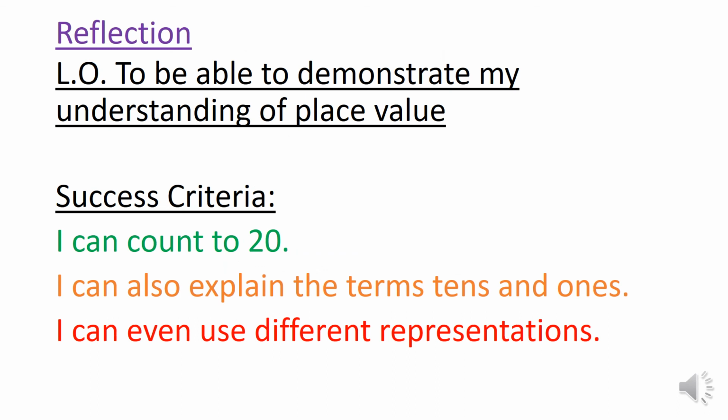Wow, apples and cherries, we've done a whole week on place value. Let's have a look then and reflect how much we have learnt over these few days. So now we should all be able to count confidently to 20. We can explain the terms tens and ones, and we've looked at using different representations. Now, can you name me some of the representations we've used? Yep, we've used deans, we've used tens frames, and we've used part whole models.